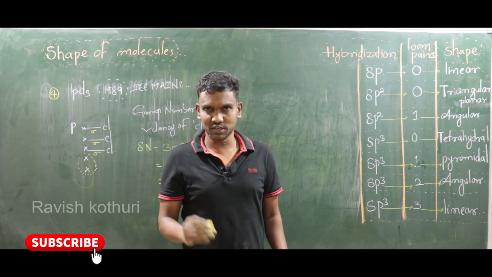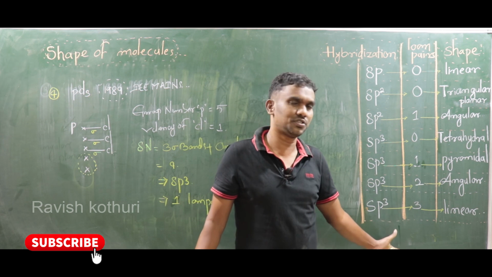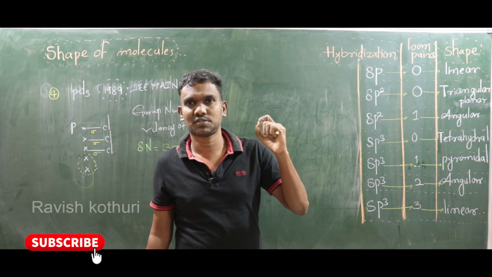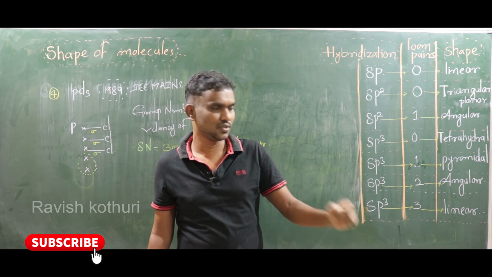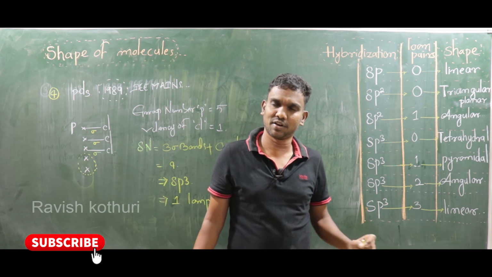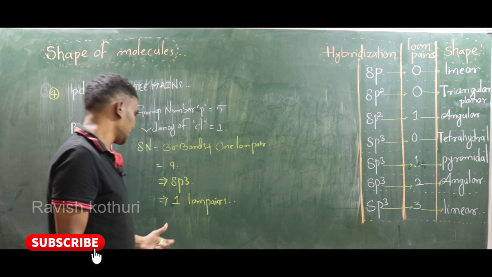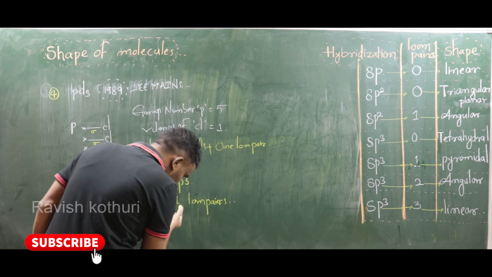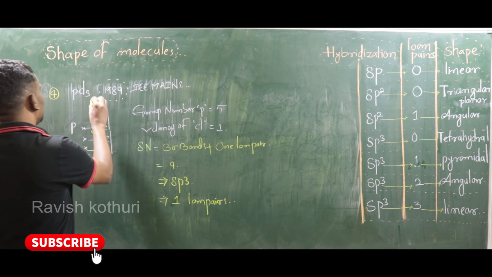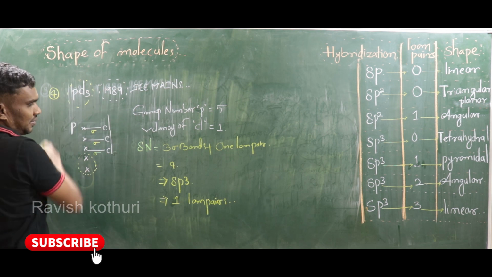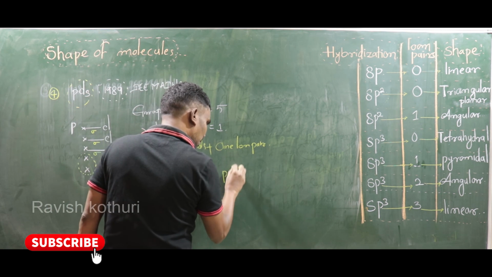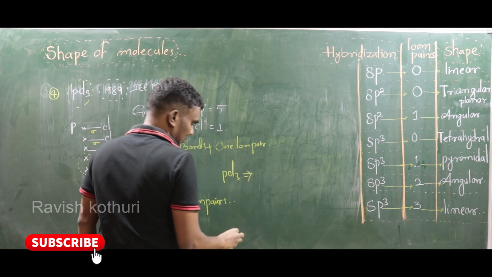So my dear students, please learn this table in any circumstances. Please be focused. So this is very important. So please take down this. sp3 hybridization with one lone pair. So what is the shape of this molecule? PCl3. PCl3 shape is pyramidal.